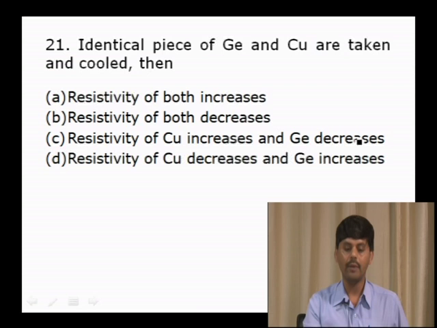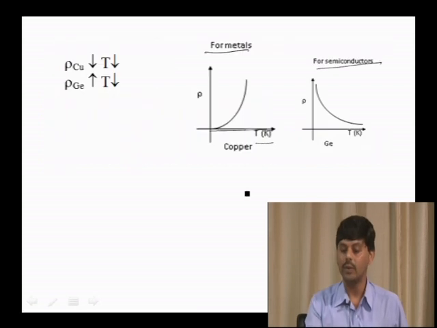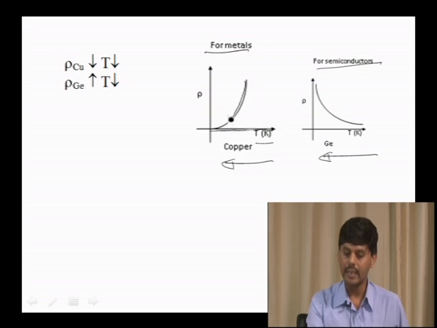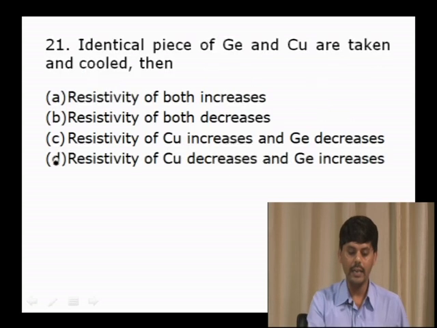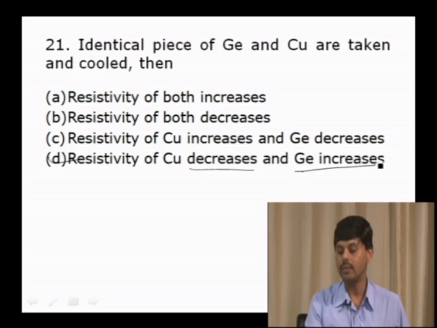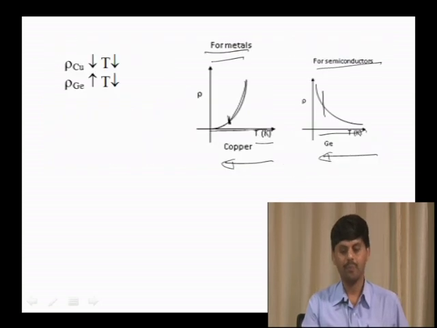But in the problem, two identical pieces are taken and cooled, which means they are going to reduce the temperature. If you reduce the temperature like this, in this case resistivity decreases. In this case, resistivity increases. For metal, it decreases. For semiconductor, it increases. Therefore, the correct option is D. Resistivity of copper decreases and for germanium, it increases.